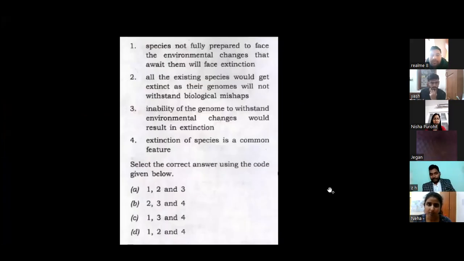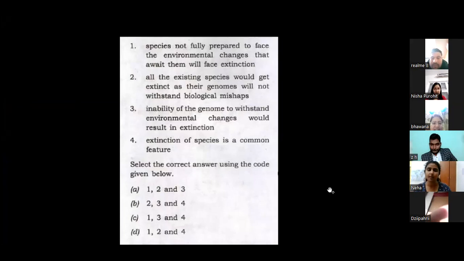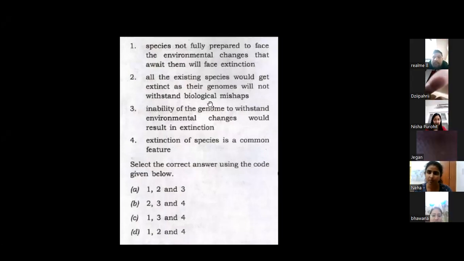Bhavna, please just read out the statements. Option 1, species not fully prepared to face the environmental changes that await them will face extinction. Second, all the existing species would get extinct as their genomes will not withstand biological mishaps. Third, inability of the genome to withstand environmental changes would result in extinction. Fourth, extinction of species is a common feature.